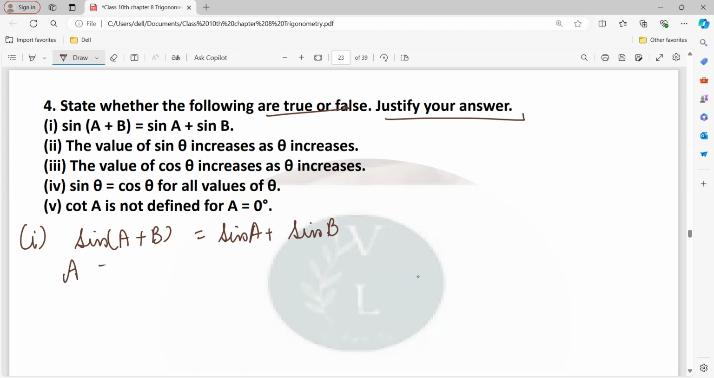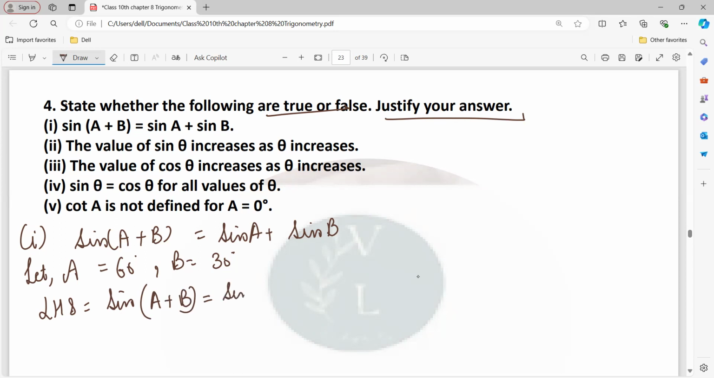Let's take the value of A as 60, and B, let's take as 30. Okay. So the left hand side we have is sin(A plus B), which is sin(60 plus 30), and sin(60 plus 30) is sin 90, which is equal to 1.